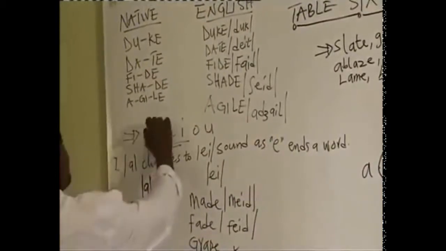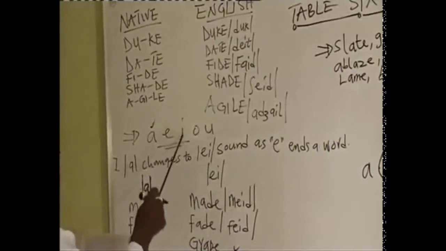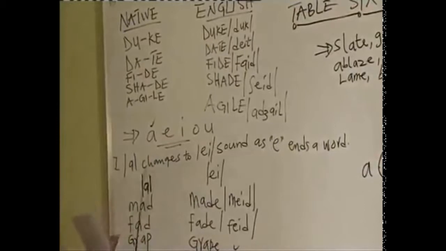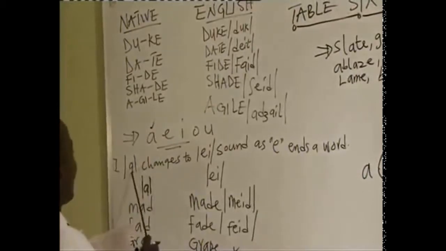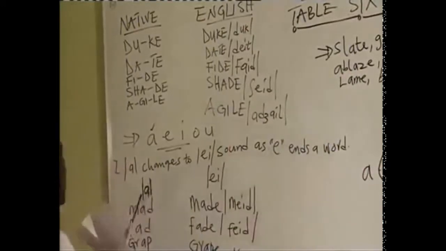Is it clear? Yes. This is one, when E ends a word. After that, we'll take E. After one, we'll take this and this. That is table 6. So let's go on. Now, what happens? This is the A sound. It changes to what? A, when E ends a word. In that case, look at this.